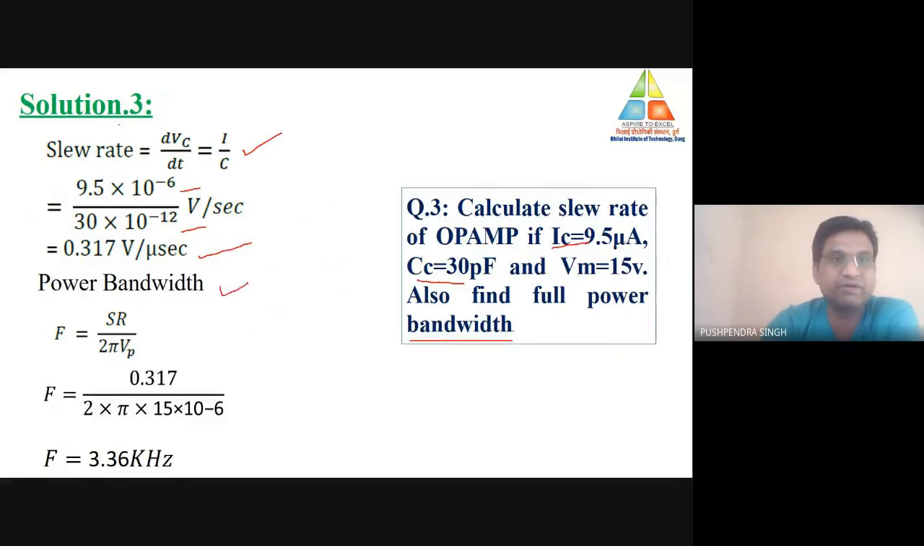So full power bandwidth is given as SR divided by 2 pi Vp. So from there, what is the value of SR? SR, already we have calculated the value of SR from part number 1. So SR is 0.317, 2 pi, and the value of Vp is how much? Vp is given as 15 volt, 15. This 10 to the power minus 6 is from there, microseconds. So from there, what is the value of power bandwidth? Power bandwidth is 3.36 kilohertz.